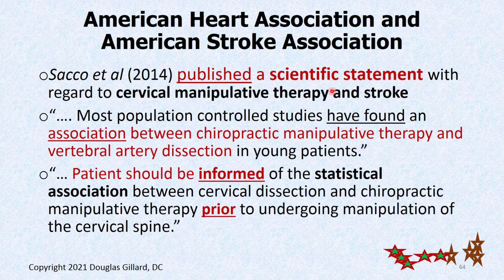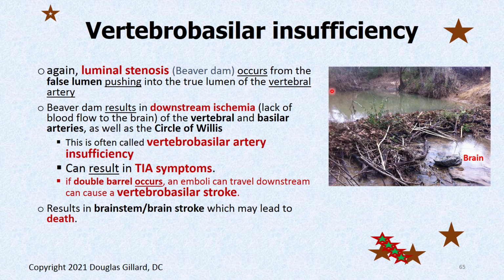Nevertheless, the American Heart Association and the American Stroke Society in 2014, through Sacco et al.'s work, did make a scientific statement that grabbed headlines. And this is the reason that we have to warn patients before doing cervical manipulation, because of this paper and this statement that came out. And it said, quote, "Most population control studies have found an association between chiropractic manipulative therapy and vertebral artery dissection for young patients. So patients should be informed of the statistical association between cervical dissection and cervical manipulative therapy prior to undergoing manipulation of the cervical spine." So basically you have to warn them about this.